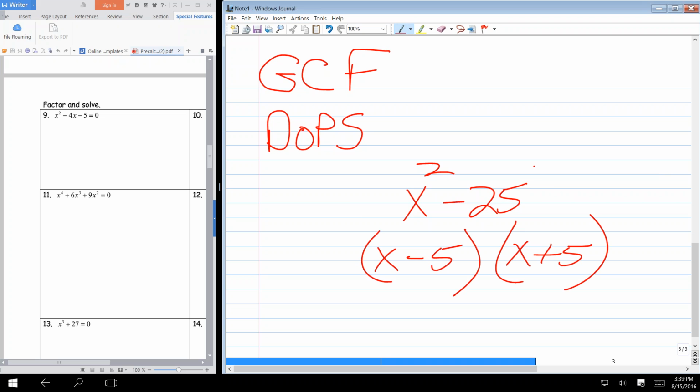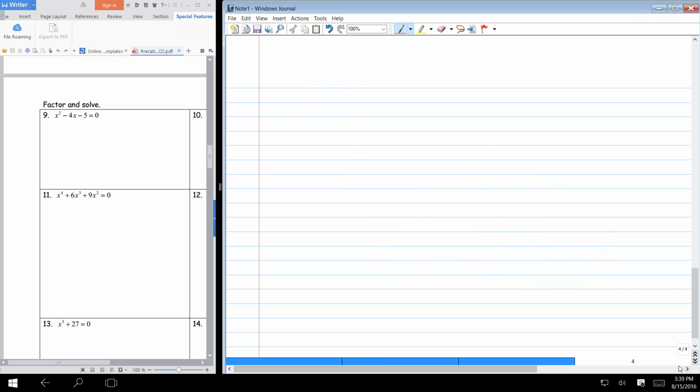Okay, and notice the difference. There's no greatest common factor there. It's also not a quadratic that I can factor unless I know a difference of perfect squares. Now, I'm guessing you had problems with 13 also. Yeah, and 12 also. All right, let's do them in order.